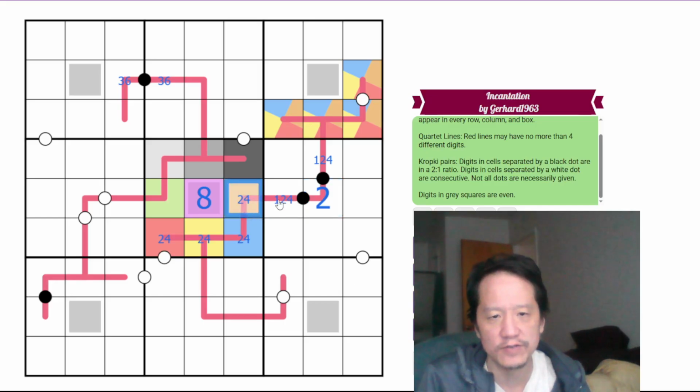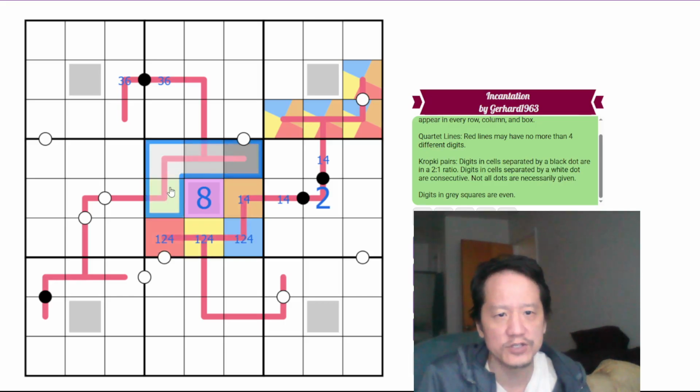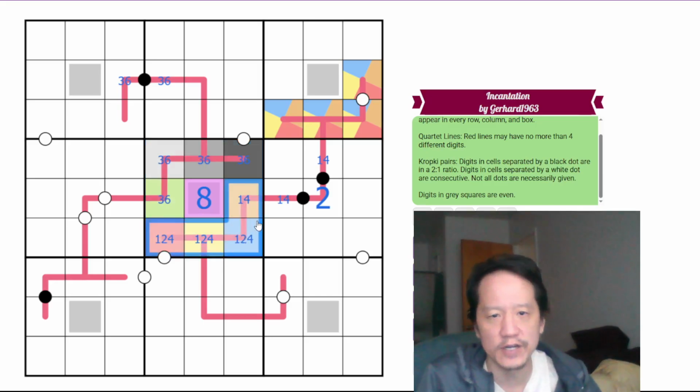We don't know where that 4 is. This is a 1-to-2 ratio here, so 2 cannot be here. 2 is one of these 3 digits. This must be a 3-to-6 ratio. So this is 1, 2, and 4. This has 3 and 6. And we don't know where the 5, 7, or 9 is.